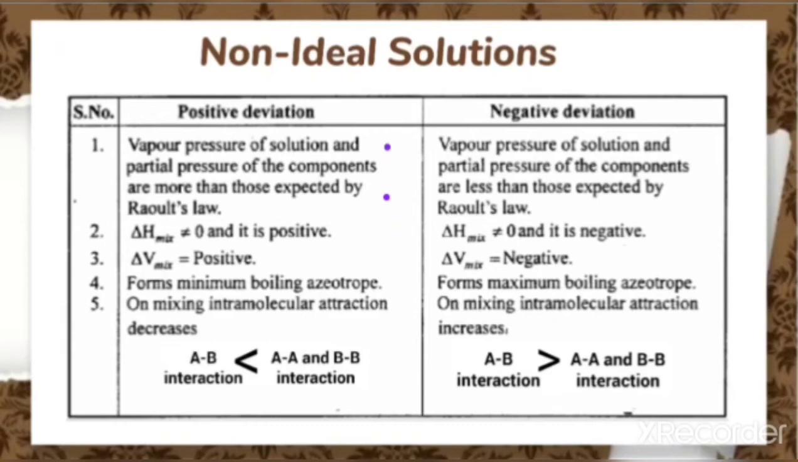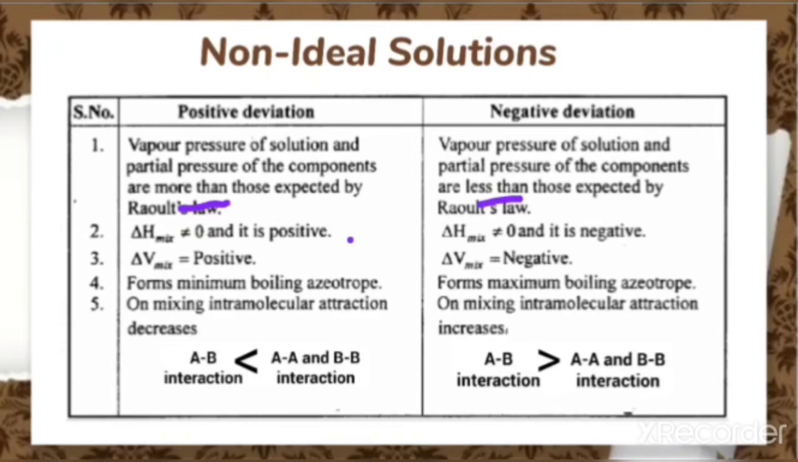But if the vapor pressure and the partial pressure of the component is more than that expected by Raoult's law, then it is a positive deviation, and if it is lesser, then that deviation is called negative. So I told you, whether the non-ideal solution is showing either positive deviation or negative deviation. When the value is higher than expected by Raoult's law, then we are getting positive deviation, and if it is lesser than that expected by Raoult's law, that is called a negative deviation.